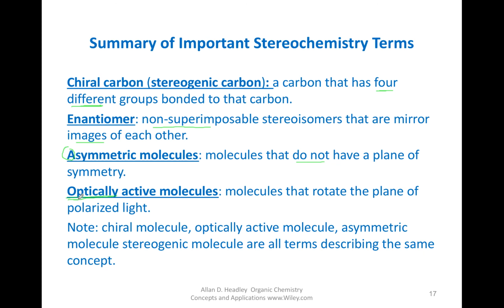So enantiomers are optically active. So note, these terms are all synonyms. Chiral molecule, optically active molecule, asymmetric molecule, stereogenic molecules are all the same. So look out for those words whenever you read your questions on the quiz or on the test.